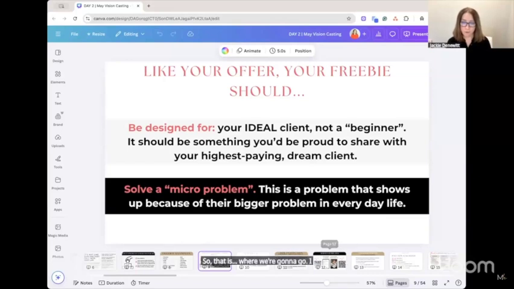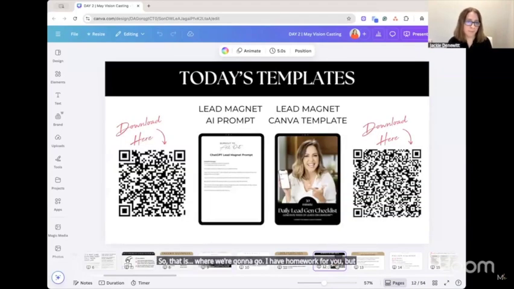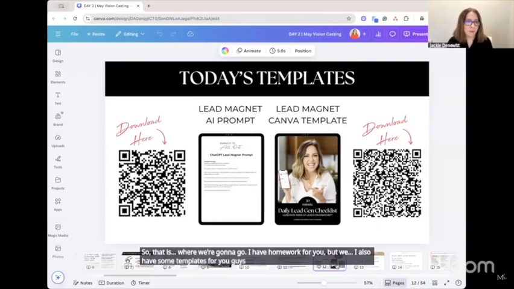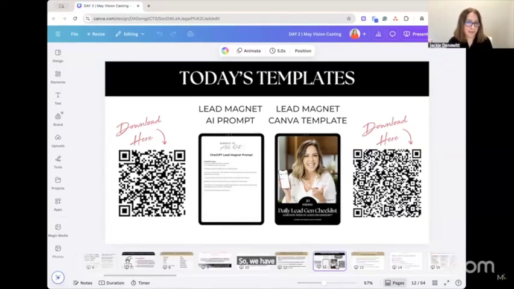I have homework for you, but I also have some templates for you guys today. So we have our lead magnet AI prompt.